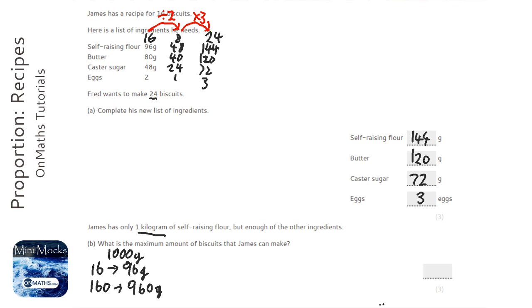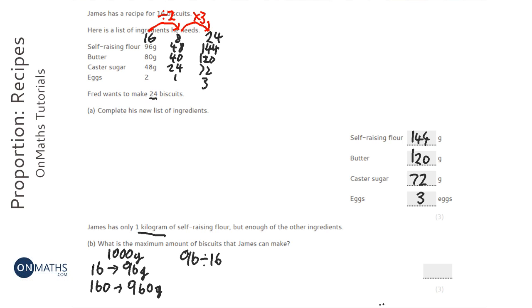Okay, so we've got 40 grams left. Now the problem with this is we need probably to work out how much 1 is worth. So with the 96 making 16, I want to do how many 16s there are in 96. So first 96 divided by 16. So to make 1 I need 6 grams of self-raising flour for 1 biscuit.